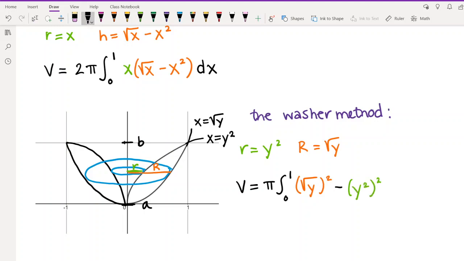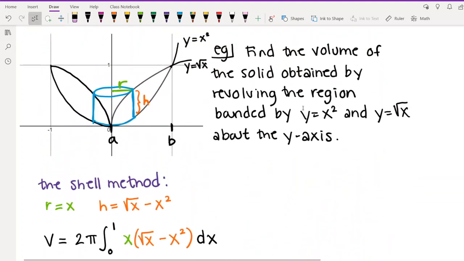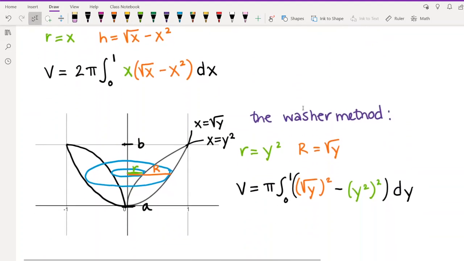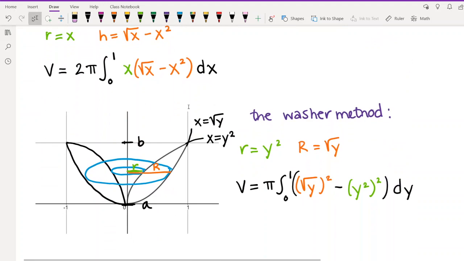And I guess I should add some extra parentheses in here. There we go, dy. And then you could simplify that. And again, this would be a fairly straightforward one to integrate. And notice that the two integrals we set up look totally different, but you would actually get the same answer both ways, regardless of the fact that the integrals look different.